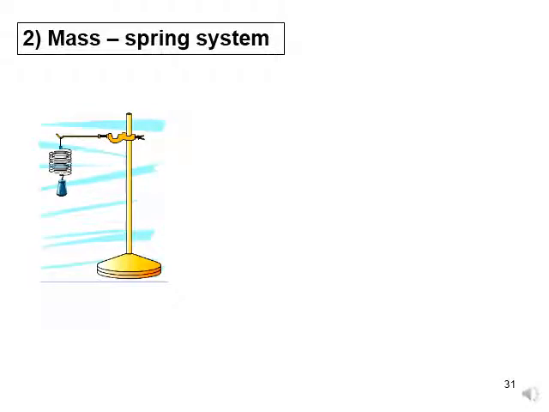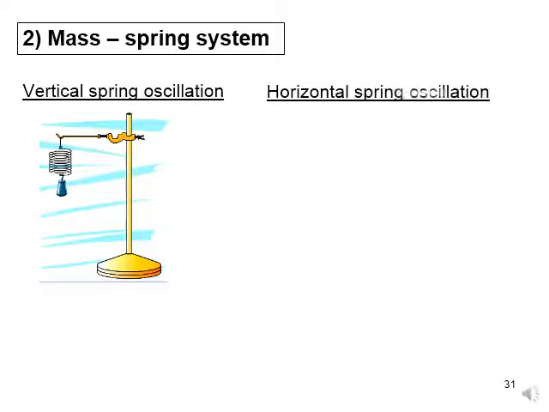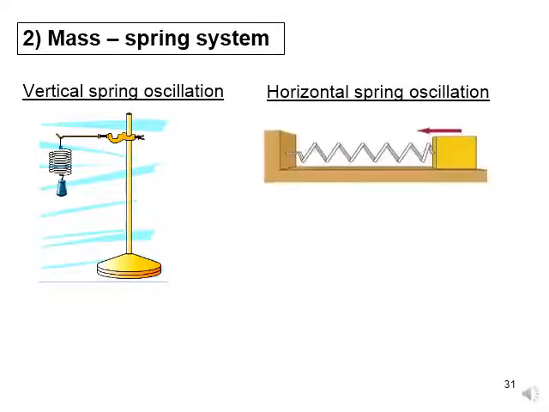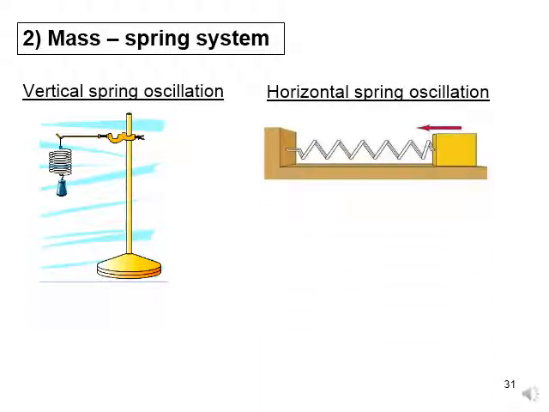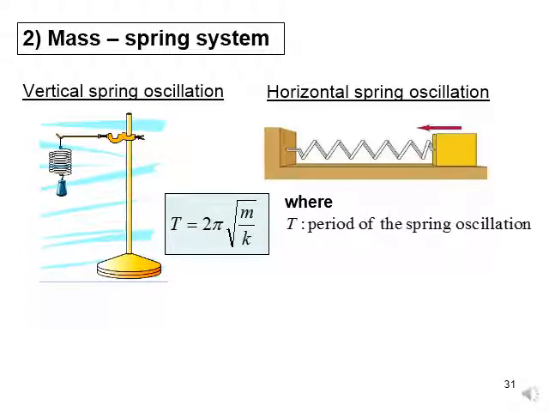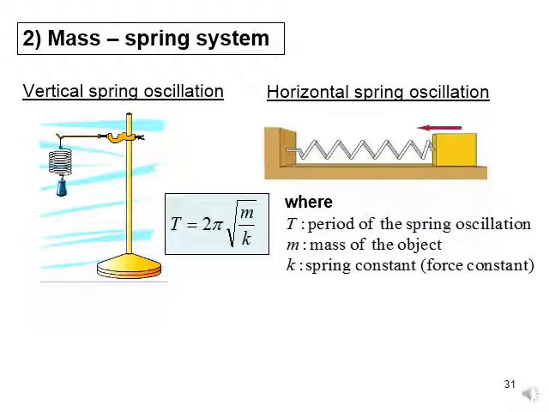Second, mass spring system. There are two types of mass spring system. First is vertical spring oscillation and second is horizontal spring oscillation. The period of this spring oscillation is given by T is equal to 2 pi square root of m over k, where T is period of the spring oscillation, m is mass of the object, and k is spring constant or force constant.